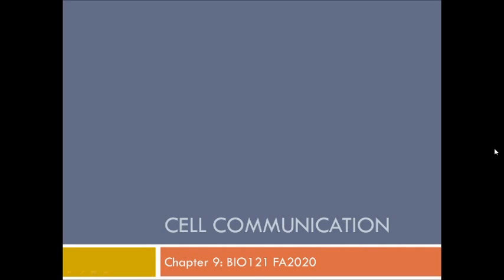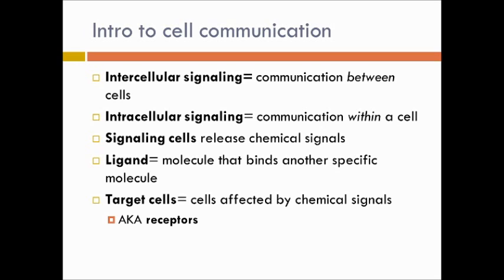Okay, this week we're going to talk about cell communication. So there are two main different types of cell communication. There's intercellular communication and intracellular communication. Inter means between, so this is communication between cells. Intra means within, so intracellular signaling is communication within a cell.